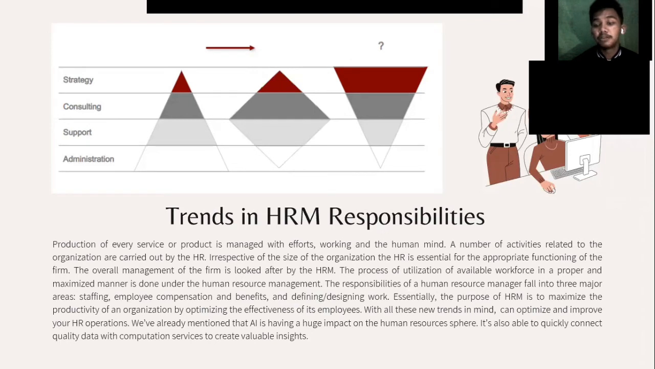The responsibilities of a human resource manager fall into three major areas. The first one is staffing, employee compensation and benefits, and defining or designing work. Essentially, the purpose of HRM is to maximize the productivity of an organization by optimizing the effectiveness of its employees. With trends in mind, you can optimize and improve your HR operation. We have already mentioned that AI, or artificial intelligence, is having a huge impact on the human resource sphere. It's also able to quickly connect quality data with computation services to create valuable insight.